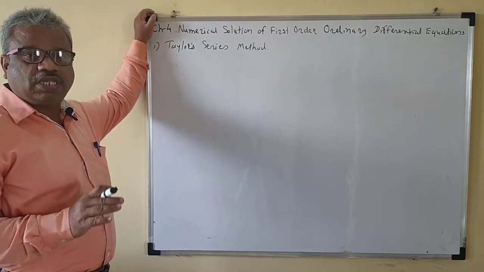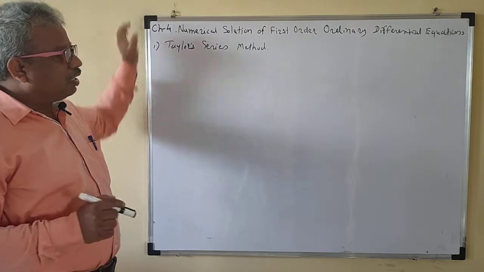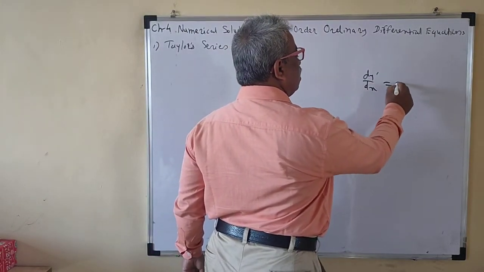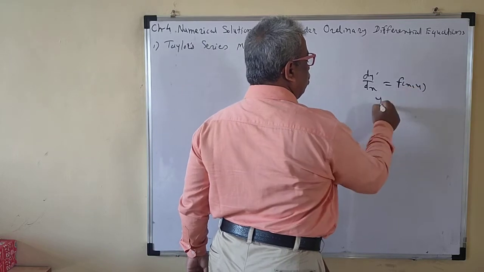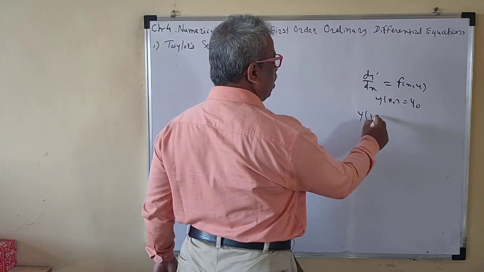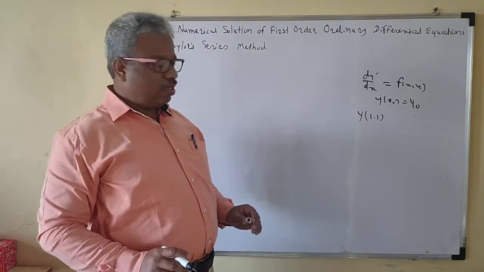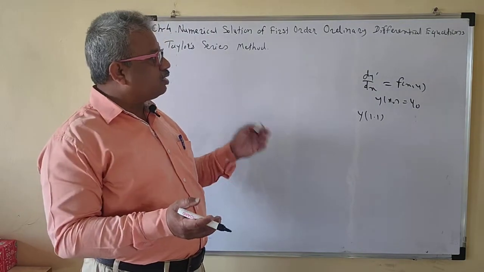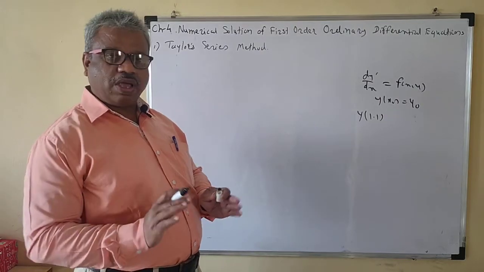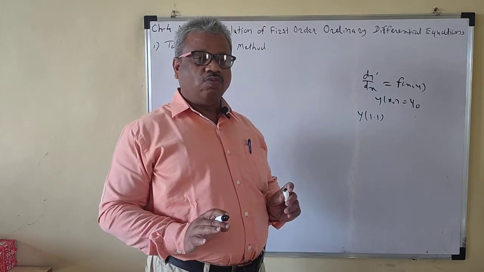How to solve the differential equation with the help of these methods? Numerically we have to solve that differential equation. Suppose we are given the differential equation dy by dx is equal to f of x, y, with an initial condition, and you have to find some y of 1.1. So we have to find the value of y at this point. There are several methods to solve a differential equation, like variable separable and so on. We are not using those methods here. We want a numerical solution. We want y of 1.1 and so on.